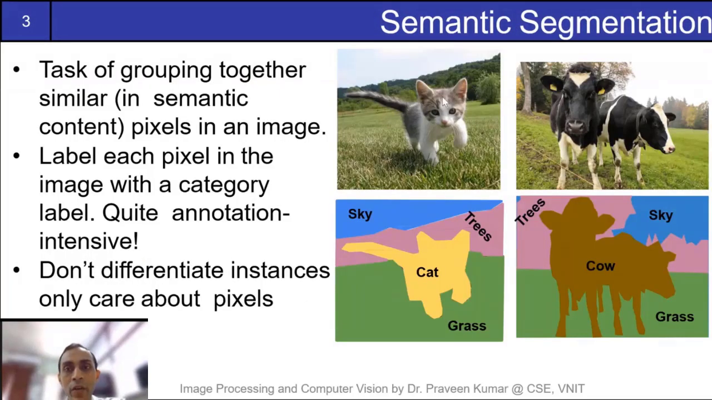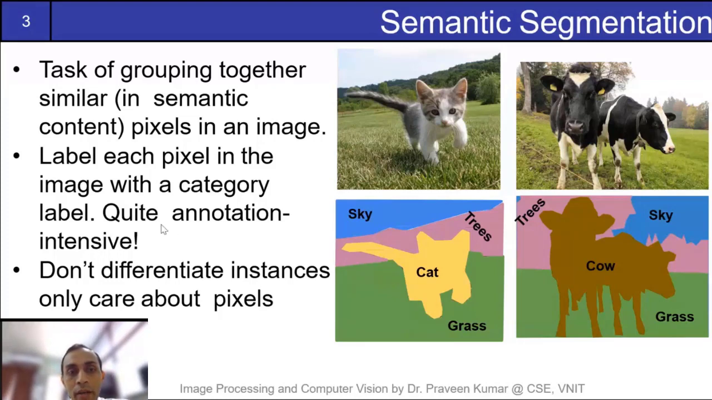I hope we understand what is semantic segmentation. We want to basically group together similar pixels in an image, pixels which are semantically same, meaning they belong to the same region, same object class. We want to label each of those pixels with that particular category label. So for this image, we want to get this kind of a classification. So now instead of just classifying the entire image, we have to classify every pixel with a particular class.